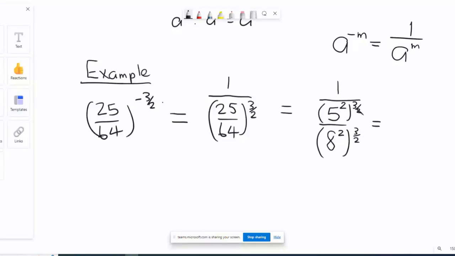Then I can do my cancellations, because I multiply the inner exponent with the outer exponent. Right? So that I've got 1 over 5 cubed divided by 8 cubed. Right? Yeah, we're in agreement there. And then we can just invert that. So it's 8 cubed over 5 cubed. Right?